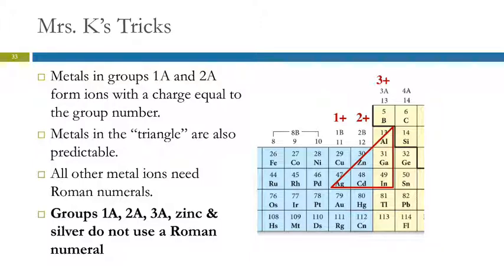Okay, so this is kind of the summary. Call it Mrs. K's tricks. So metals in groups 1A and 2A form ions with a charge equal to the group number. And the ones in group 3A that we will be asked about. Metals in this triangle are also predictable. These are going to be +3, +2, and +1. Basically, this is the bottom line. Groups 1A, 2A, 3A, zinc, and silver do not use a Roman numeral. Anybody else does. Okay?